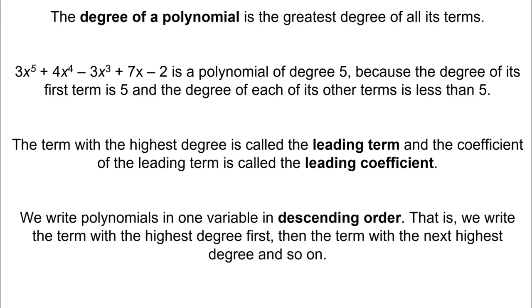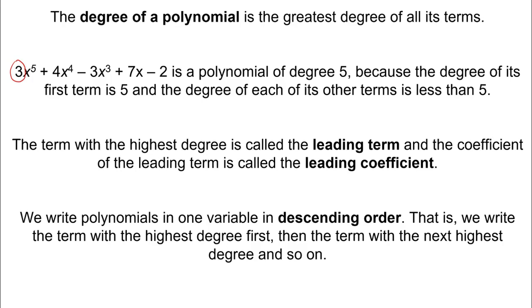The term with the highest degree is called the leading term, and the coefficient of that leading term is called the leading coefficient. So in our example up here, the term with the highest degree is the 3x to the fifth because it's the degree 5 term. So we would call that term the leading term. And then the coefficient of that leading term, which in this case is 3, we would call that the leading coefficient.